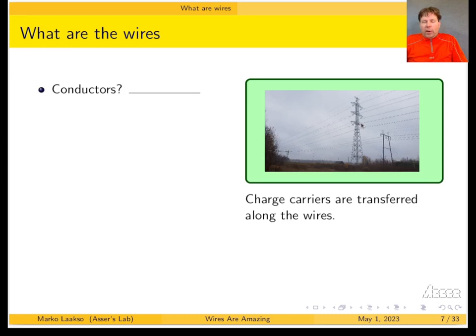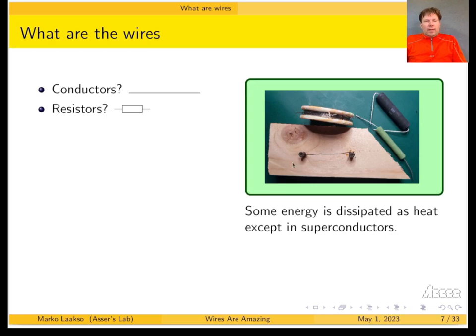Then what are the wires and what kind of properties they have? Of course, the first thing that comes to mind is probably that they are conductors. So charge carriers are transferred along the wires. They are also typically somewhat resistive. Some energy is dissipated as heat, except in superconductors. Sometimes the heat is exactly what you want, for example, if it's a heater.